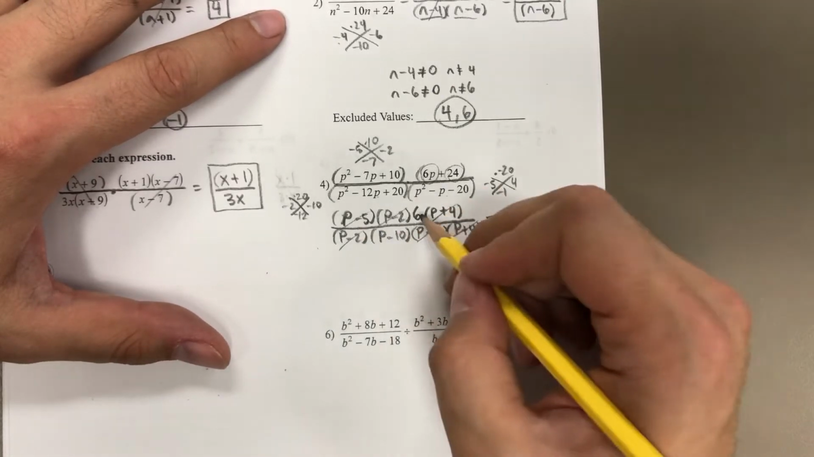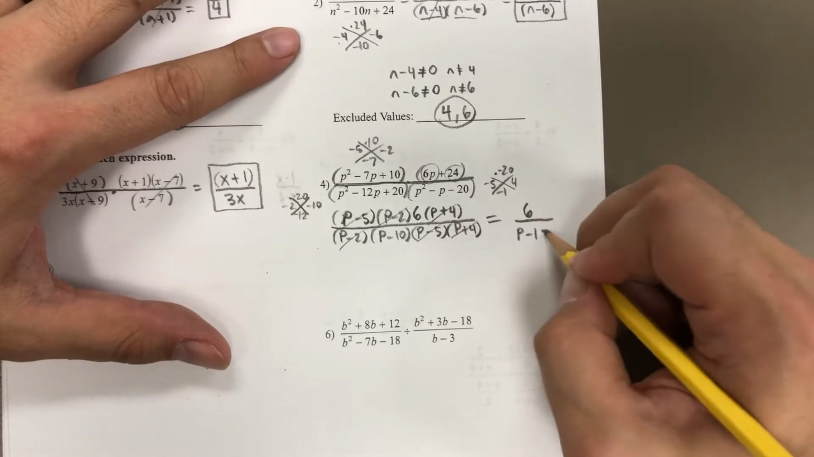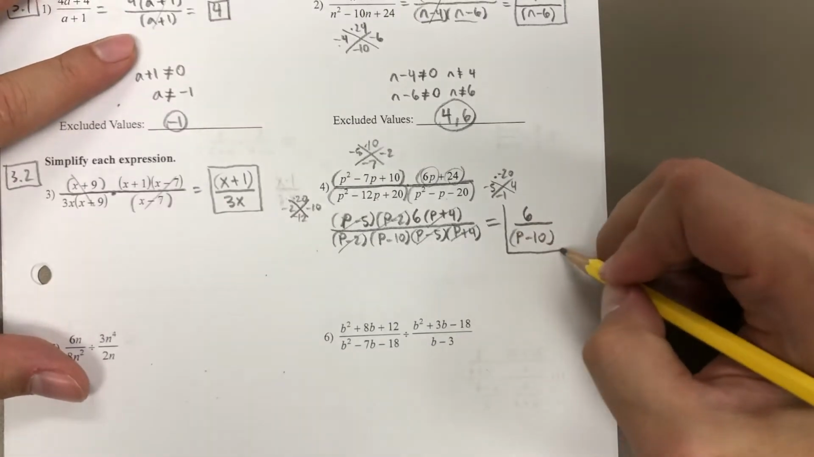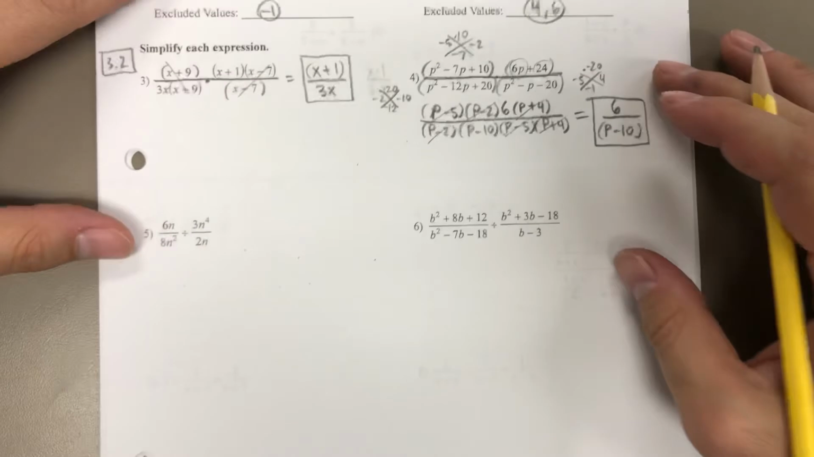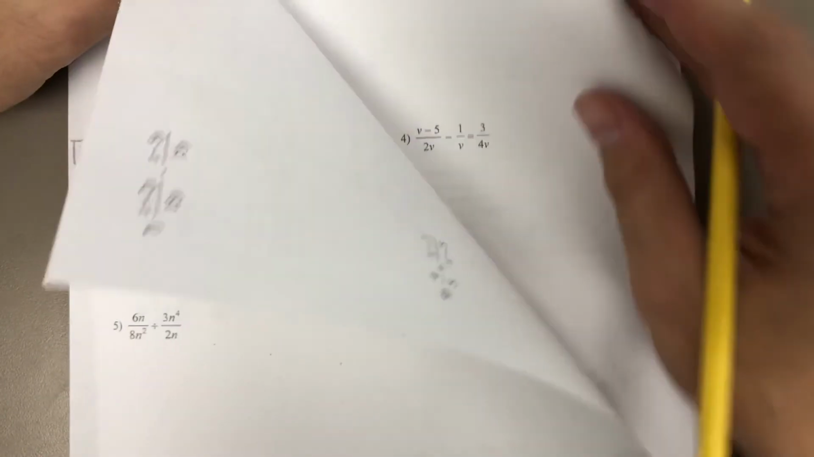So the only thing that's left over in the top is the 6, and the only thing that's left over in the bottom is the p minus 10. So that's my simplified expression, because I can't simplify it any further than that. So that's number 4. Now let's work on these two division problems. So division we also did in 3.2.